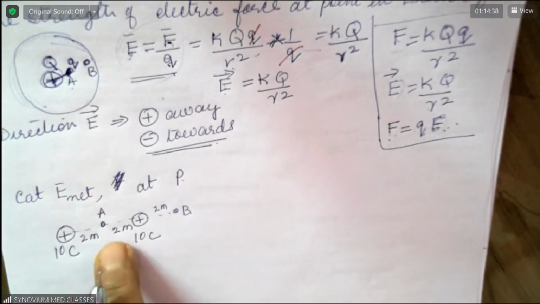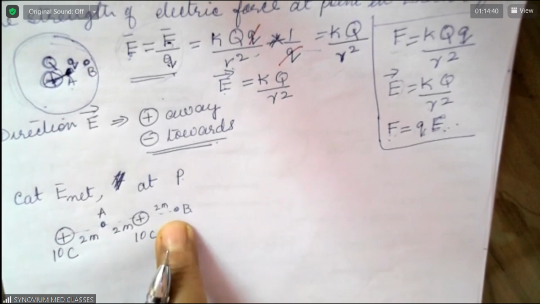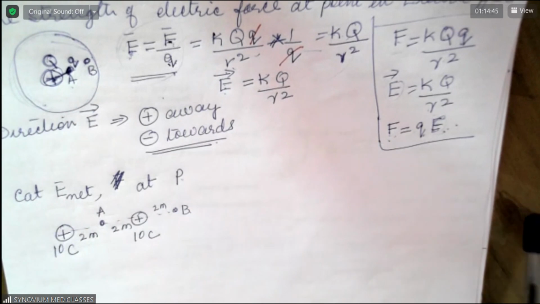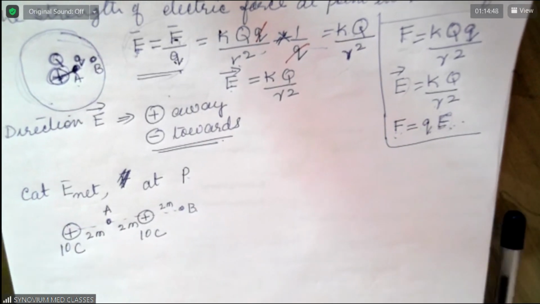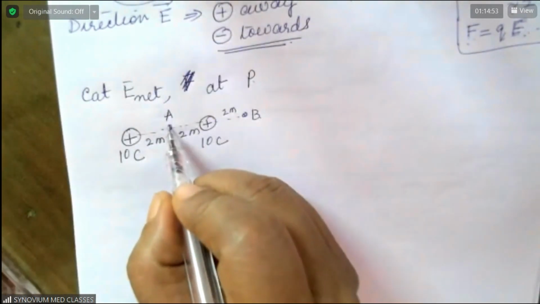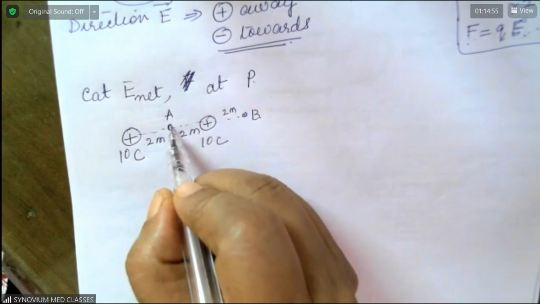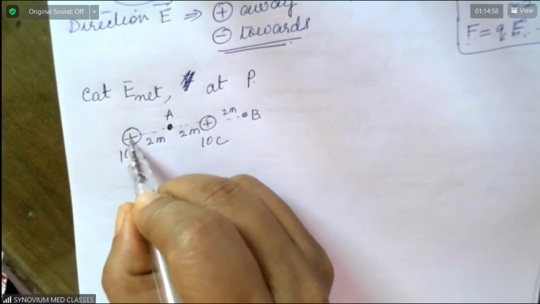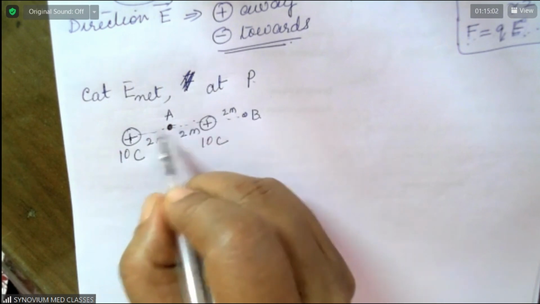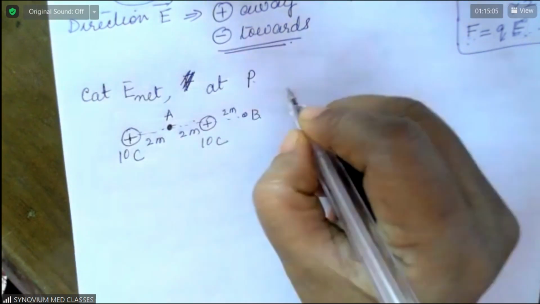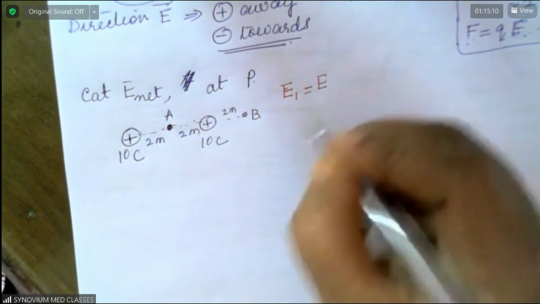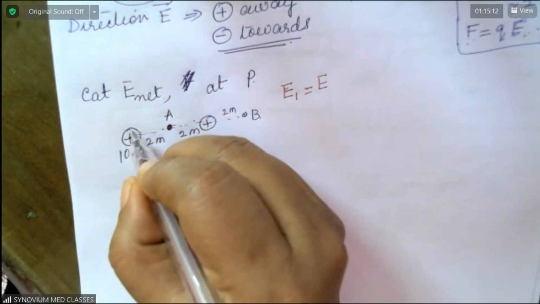What is the electric field at A and B? Okay, one I will show you, then the other questions you can do on your own. First of all, you have to find the direction. Direction of electric field at this point due to this one is in which direction? To the right or to the left? Say E1. E1 is the electric field due to this one, the charge 1.